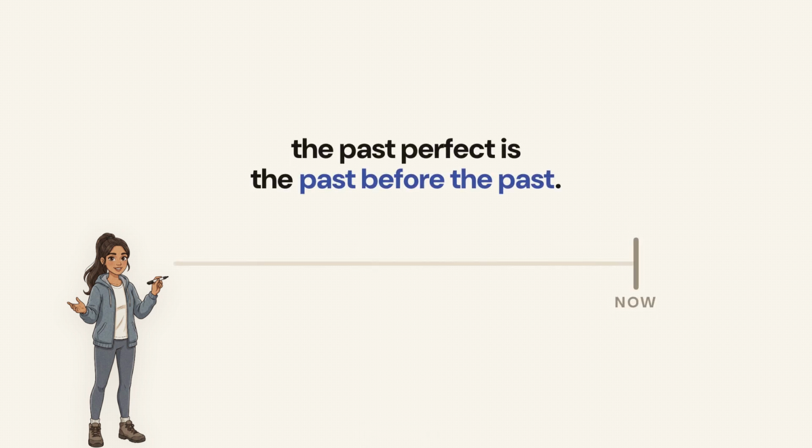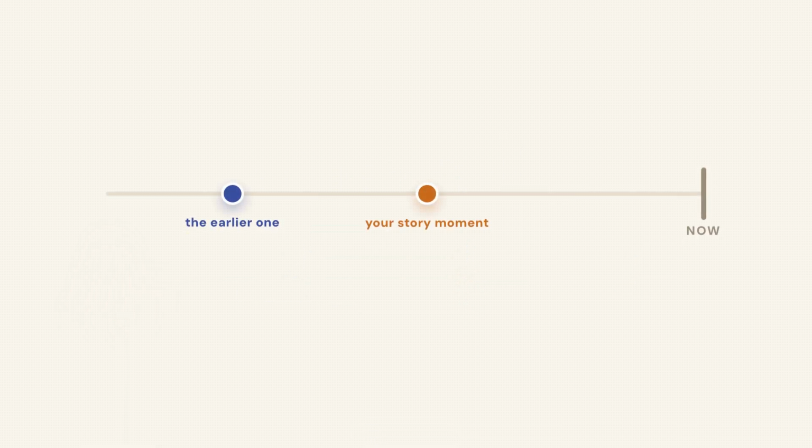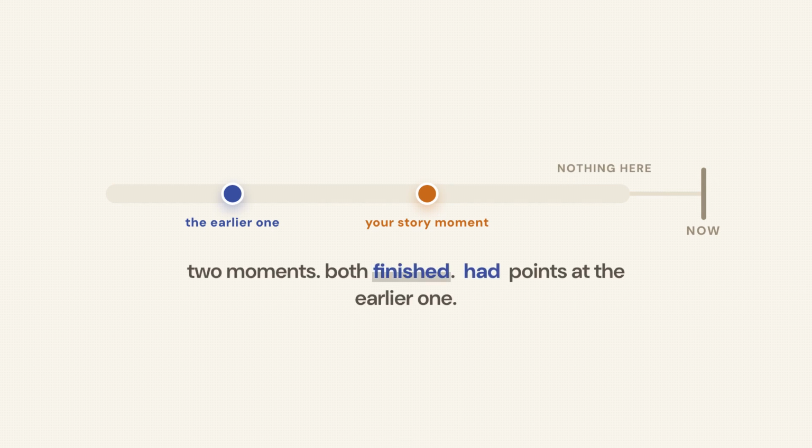The past perfect is the past before the past. You have two moments and both of them are finished. Both of them are in the past. The past perfect is how you point at the earlier one.